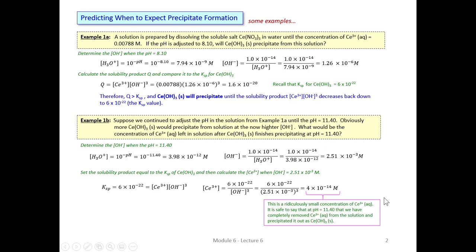Now this is a ridiculously small concentration of cerium that remains in solution. And it's so small that we could probably safely say that at pH 11.4, we have completely removed cerium 3 plus from the solution and precipitated it out as cerium hydroxide. Yes, there's a calculated number we can come up with for how much cerium 3 plus is left, but it's so ridiculously small we can say, well, effectively, we've removed it all.